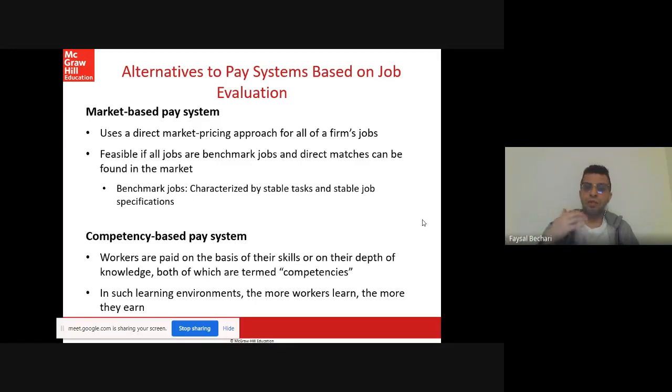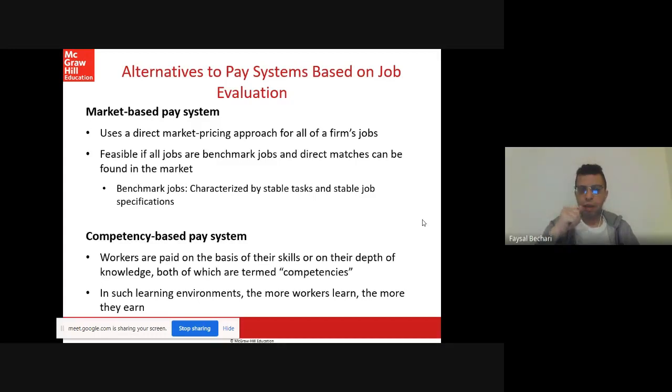Then you see if it's feasible for all jobs to be benchmarked. If you can benchmark all these jobs, then when somebody comes in, you see whether he's meeting the benchmark or is an extra over that. That's one of the ways education does it: they benchmark certain salaries for certain courses, but if somebody comes in who has better qualifications, he gets paid more.